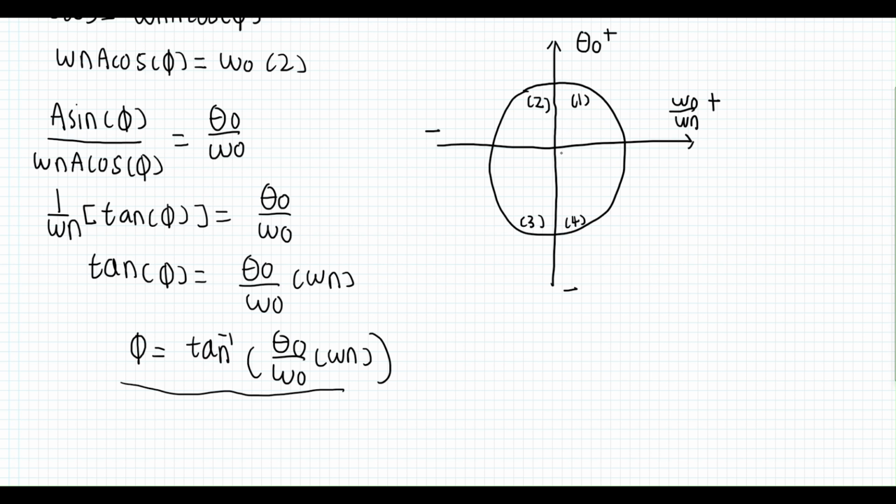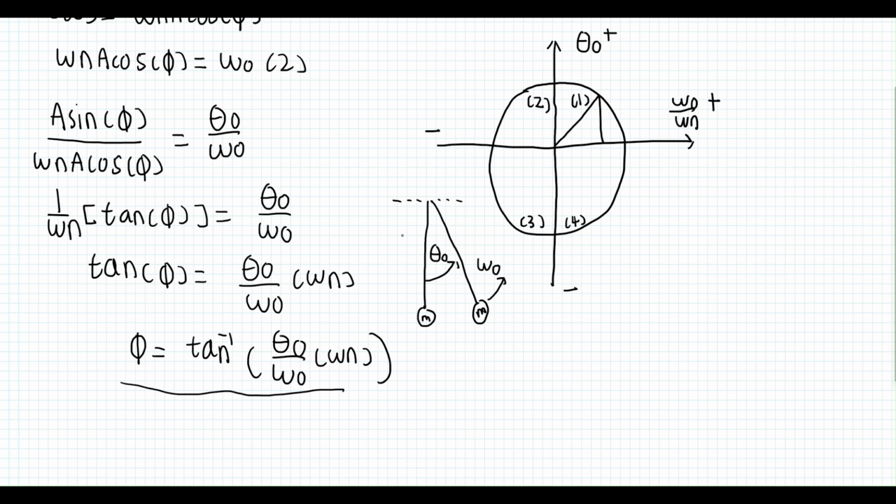Now let's take a look at the first quadrant. Our phase will be in the first quadrant when theta naught is positive and omega naught over omega n is positive. So effectively what we've done is, if you can imagine our pendulum at its neutral state, we've deflected our pendulum over by a certain amount. We'll call that theta naught. And it also has a velocity acting in the same direction with a magnitude of omega naught.